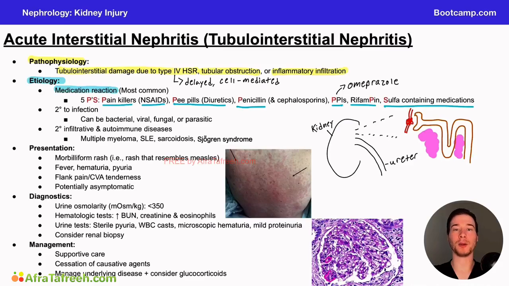Now, although medication reactions are the most common things to cause acute interstitial nephritis, there are some other things. A.I.N. can also be secondary to infection, which can be either a bacterial infection, viral infection, fungal, or parasitic infection. So I don't really want you to memorize any specific bugs because, quite frankly, there's too many to really remember. The classic ones are going to include things like E. coli, Campylobacter, Streptococcus. For viral causes, we have things like HIV, EBV. For parasitic causes, we have things like toxoplasmosis.